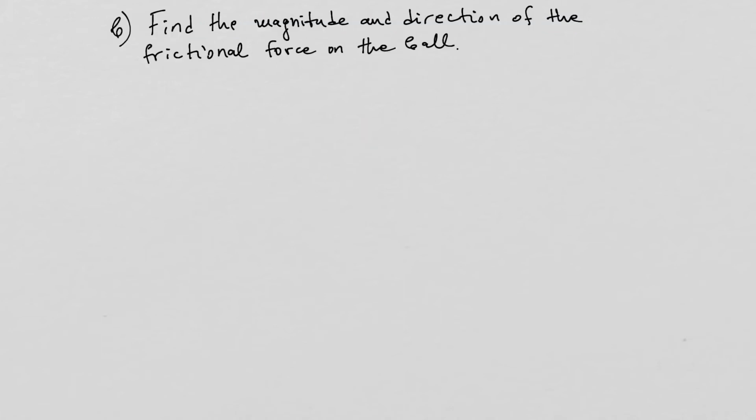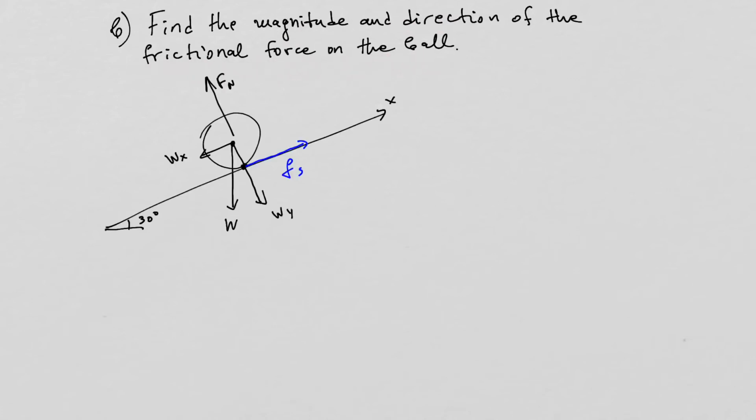Now let's answer a different question, and that is, what is the magnitude and direction of the frictional force that acts on the ball? In class we discussed the situation where the sphere or ball is rolling down the incline, and what forces are present in this example. So we have the normal force perpendicular to the incline. It's balanced by the y component of the weight of the ball.